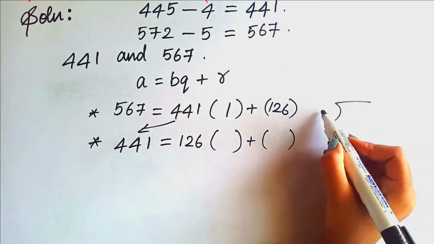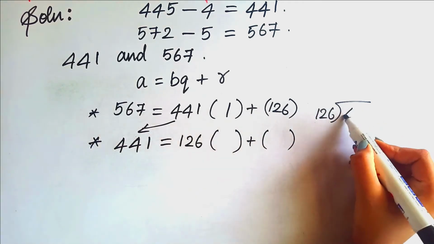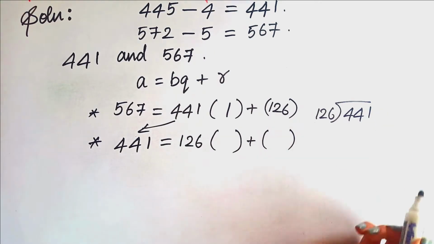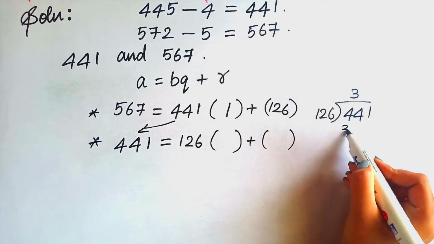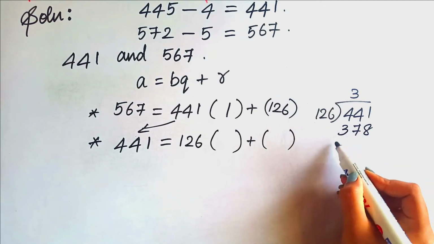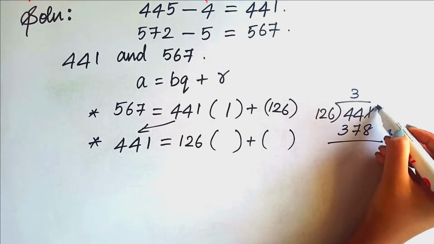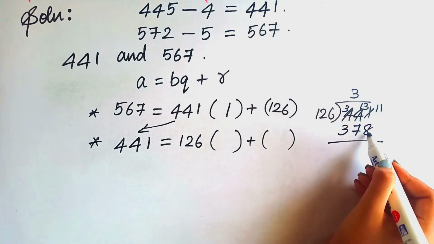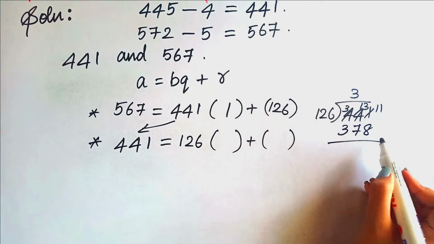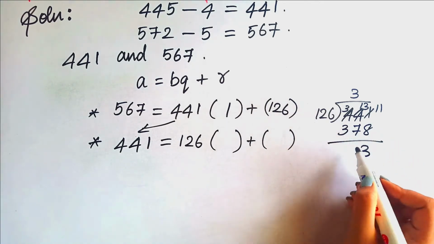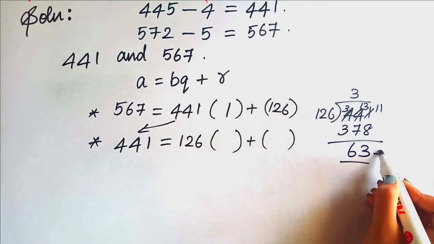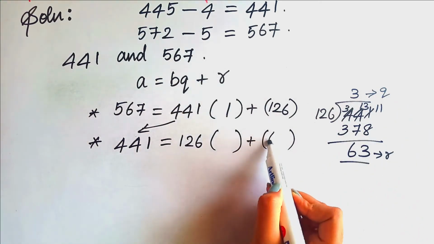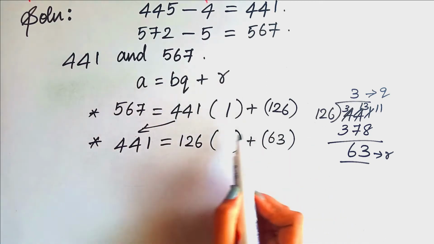Here our divisor is 126 and the dividend is 441. Right. So now, 126 threes are 378. Okay, so let's subtract. Here it will be 11 and 3, and then here again 3, so here it will be 13. Now 11 minus 8 we get 3, and 13 minus 7 we get 6. So this is our remainder and this is our quotient. Let's substitute here. So the remainder is 63 and the quotient is 3.